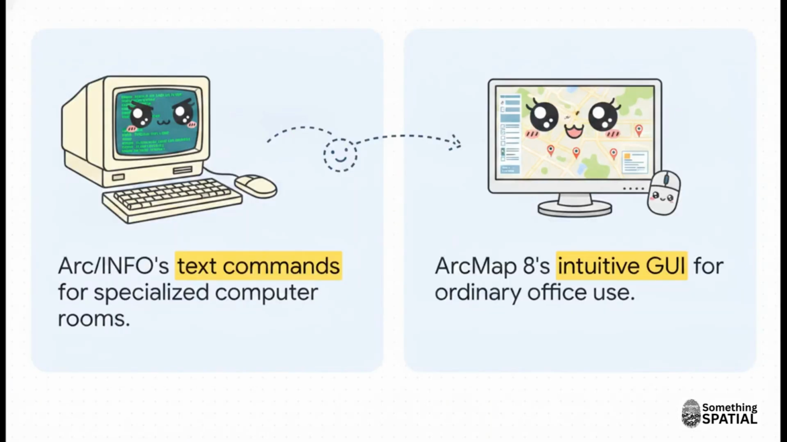But here's the catch. Arc/info required typing raw text commands on specialized workstation computers. So the real game changer happened right around the turn of the millennium. The release of ArcGIS Desktop 8, specifically ArcMap, gave us an intuitive graphical user interface. Instead of coding, you could finally visually edit layers, apply symbology, and design maps. That massive leap dragged GIS out of isolated, highly technical computer labs and dropped it right into everyday professional offices.